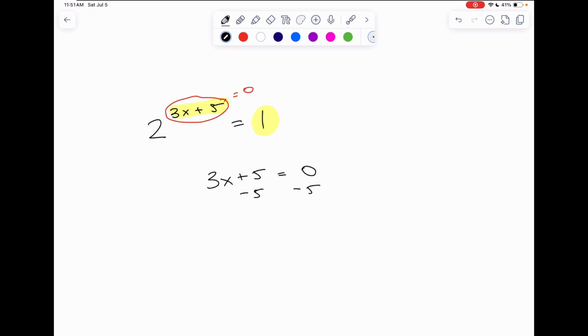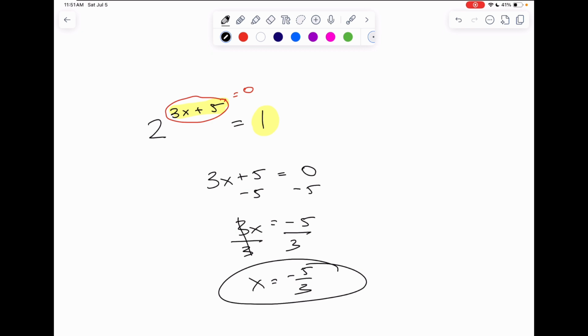Oh, well, that will allow me to solve for x. If I subtract 5 from both sides, 3x equals negative 5. Divide both sides by 3. I get that x equals negative 5 over 3. Woo! That will only happen if I can notice that any number raised to an exponent, if it comes out to be 1, that exponent must have been 0.